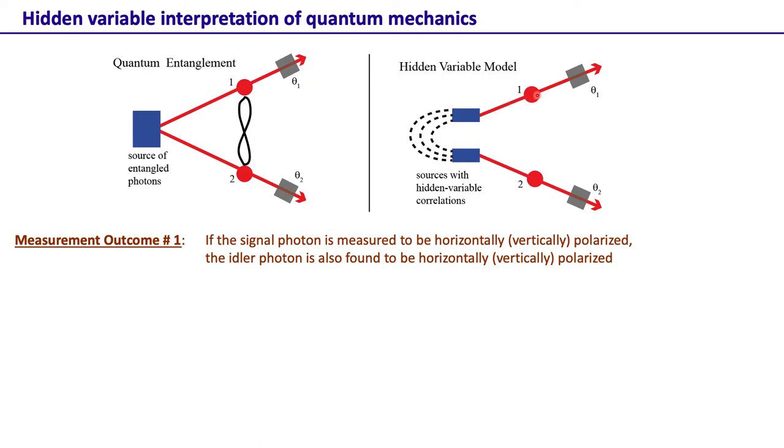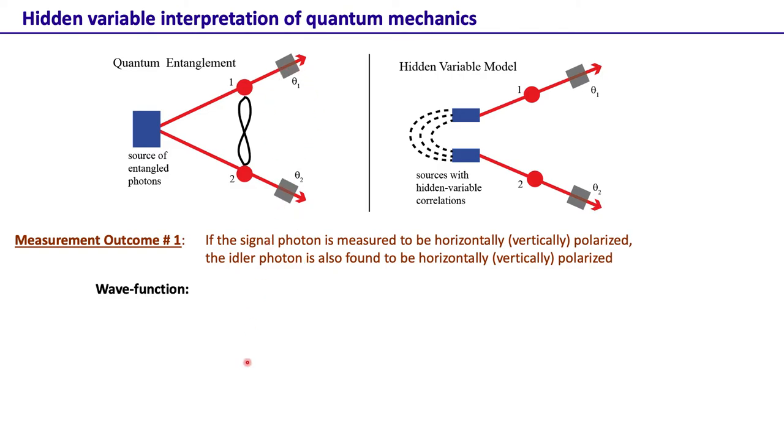Again, in this setup also we have these two photons coming in, and we do these measurements here. One of the measurement outcomes is that if the signal photon, which is this one, let's say, is measured to be horizontally polarized, then the idler photon is also horizontally polarized. And whenever the signal photon is found to be vertically polarized, the idler photon is also vertically polarized. So that's the measurement outcome somebody has, and now one has to see what kind of theory will be able to explain this measurement outcome.